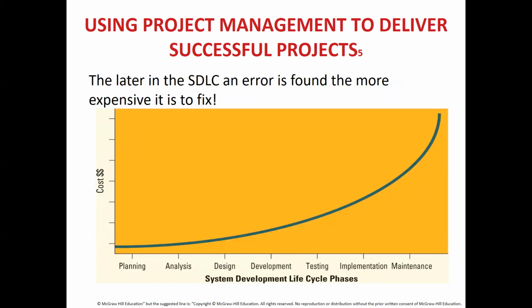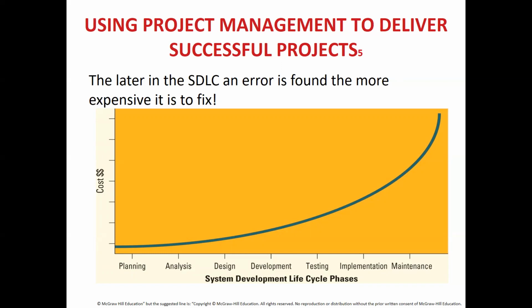The later in the SDLC an error is found, the more expensive it is to fix. Now, let's have a look at the chart. It's showing a curve. You have planning phase, analysis, design, development, testing, implementation, maintenance. So what happens is that the closer you are to finishing your project, if there's an error that needs to be fixed, it is going to be more and more expensive.